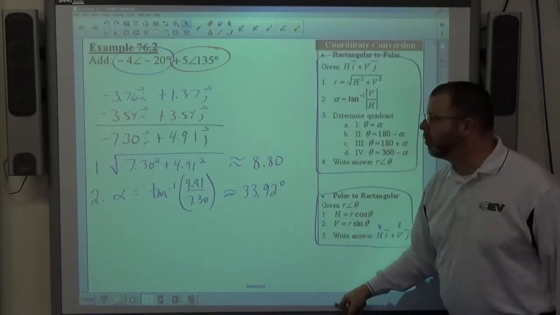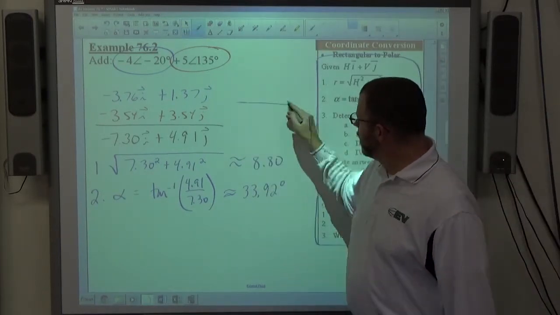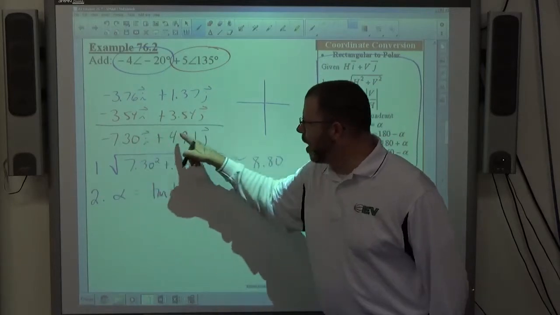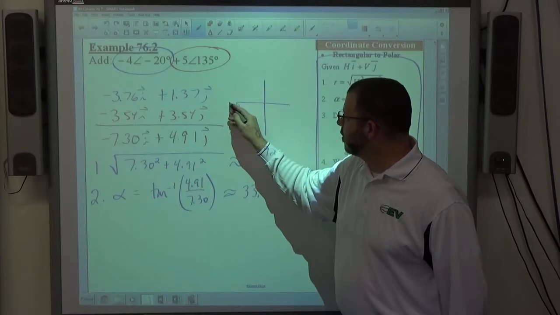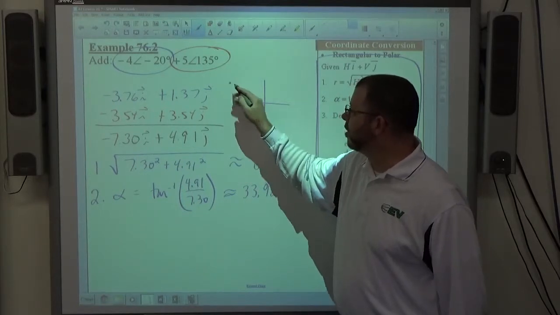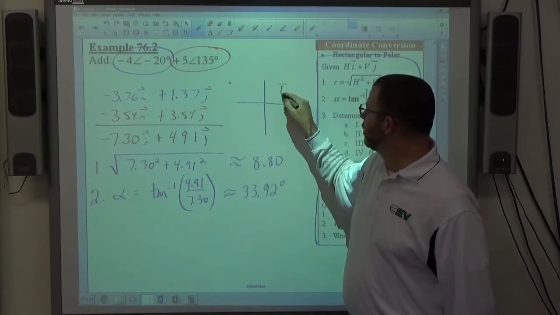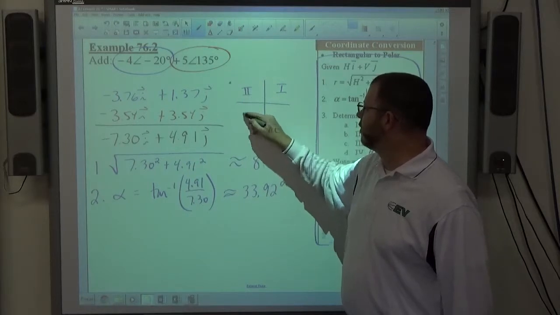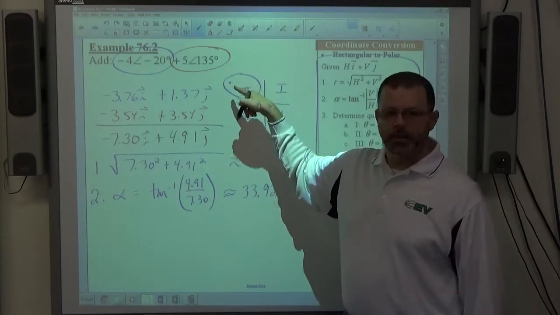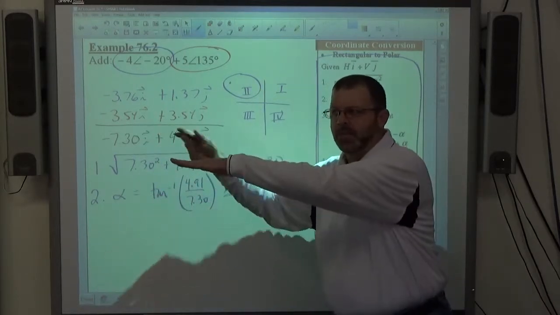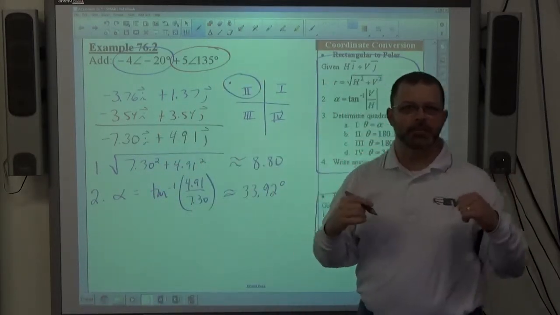Step 3, determine the quadrant. If you imagine an x, y coordinate, first, second, right? Negative 7.30, positive 4.91, and just imagine where that dot would go. Here's the first, second, third, and fourth quadrants. You can very easily see what quadrant we're in, right? So the negative sign moved me left, the positive sign moved me up. That's where the minus signs matter.